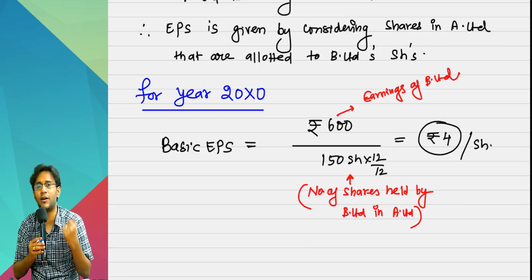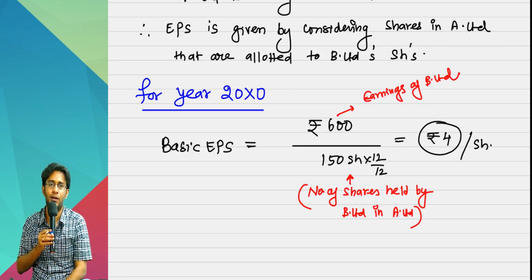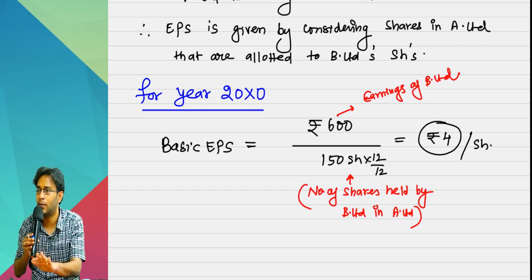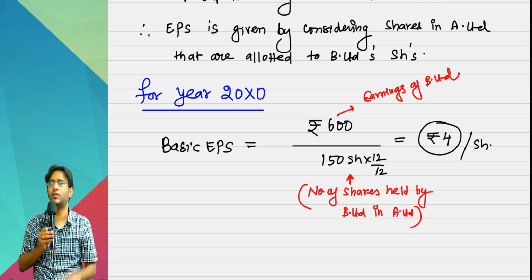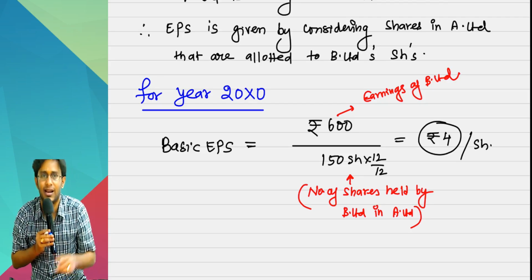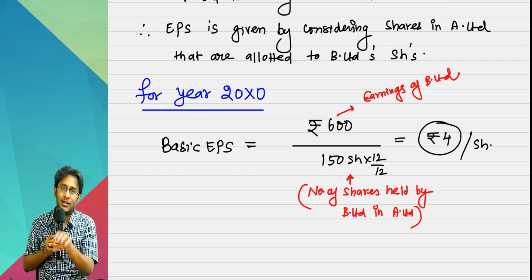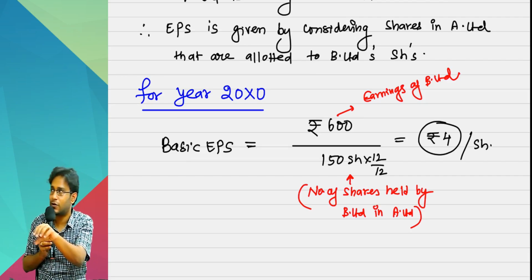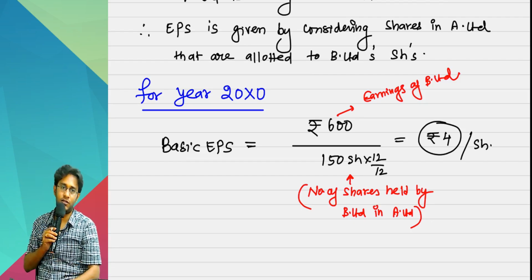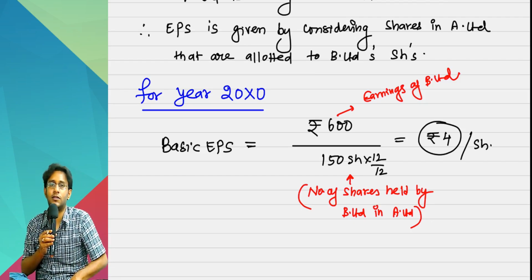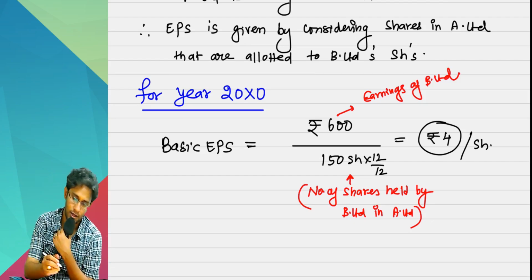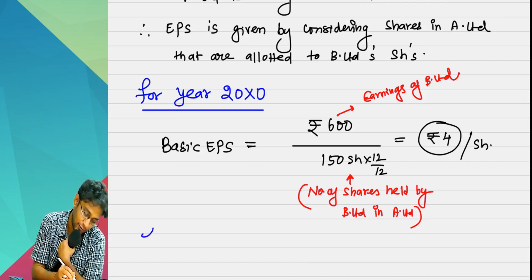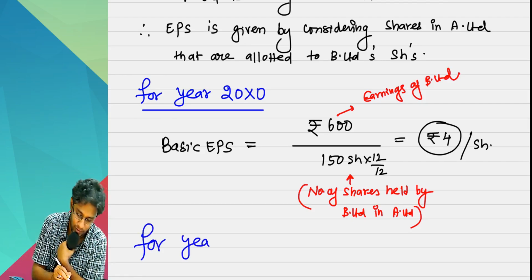B Limited earnings, why will they belong to A Limited shareholders, sir? B Limited earnings belong only to B Limited shareholders. In B Limited, how many shares are there? 60 shares are there. Last year. Today 60 shares are not there, no. In place of 60, they are having how many shares? 150 shares. So in place of 60 I just took 150, that's all. For the current year, if this is the problem, let's see.